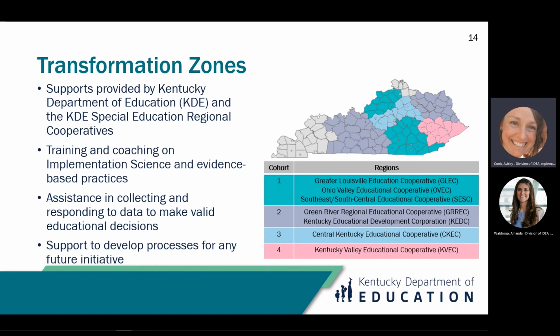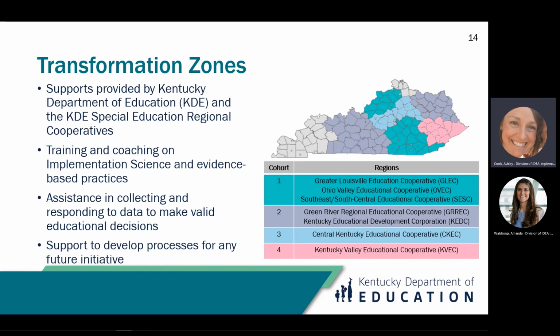So in this work, we have been working in transformation zones, or small slices of the system. Within these zones, supports are provided by Kentucky Department of Education and the KY Special Education Regional Cooperatives, also called SURTACs, or your local co-op. People in the TZ receive training and coaching on implementation science and evidence-based practices. They also receive assistance in collecting and responding to data to make valid educational decisions, and receive support to develop processes for any future initiative.